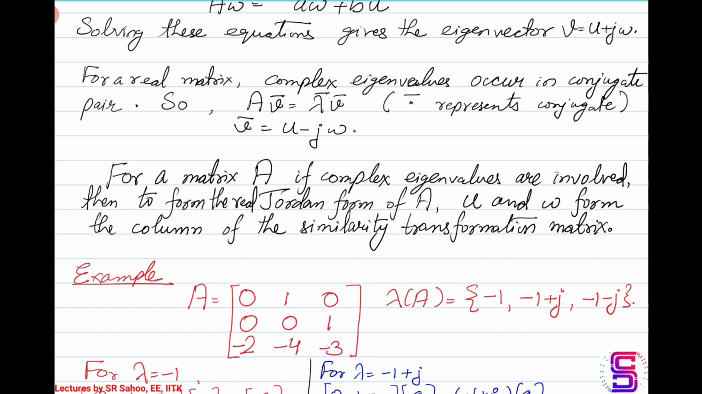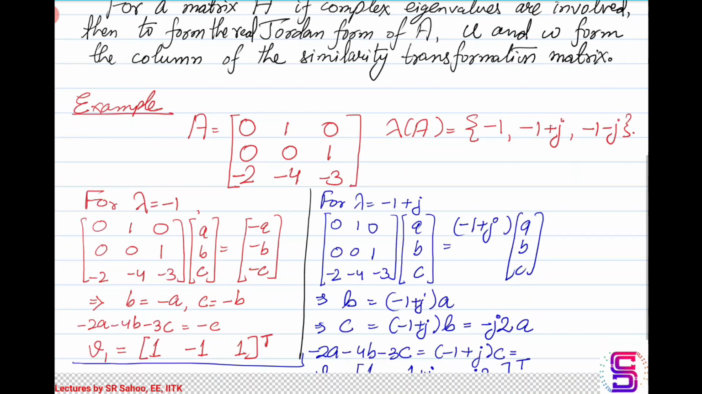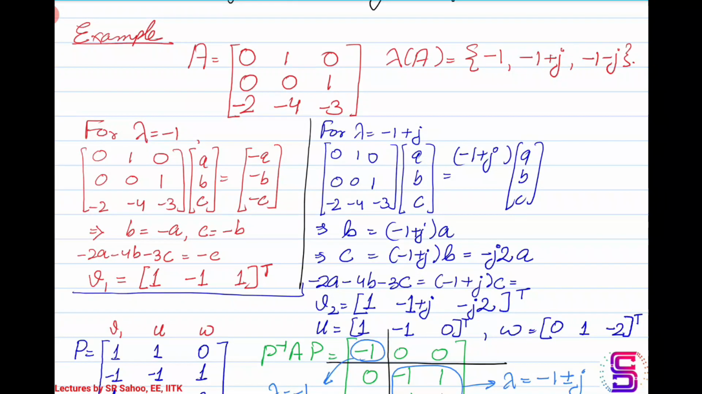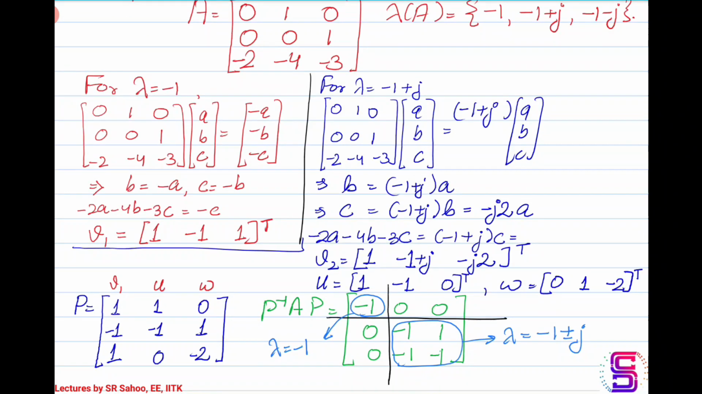We'll demonstrate this through an example. This will be more clear. Let's say that you have a matrix A shown here, and you can verify that the eigenvalues of this matrix are minus 1 plus j, and minus 1 minus j. So there is one real eigenvalue and two complex eigenvalues. For the real eigenvalue, one of the eigenvectors that we get is 1, minus 1, and 1, which is represented as V1.